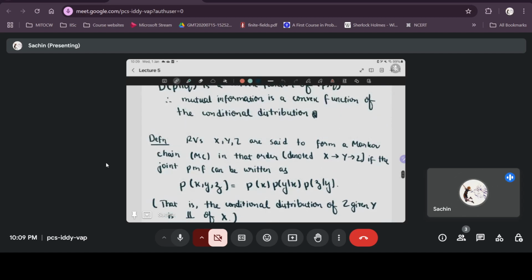That notation gives you the ordering. So if you write that in that notation, then it means that given Y, the probability of Z given Y is equal to probability of Z given X comma Y.